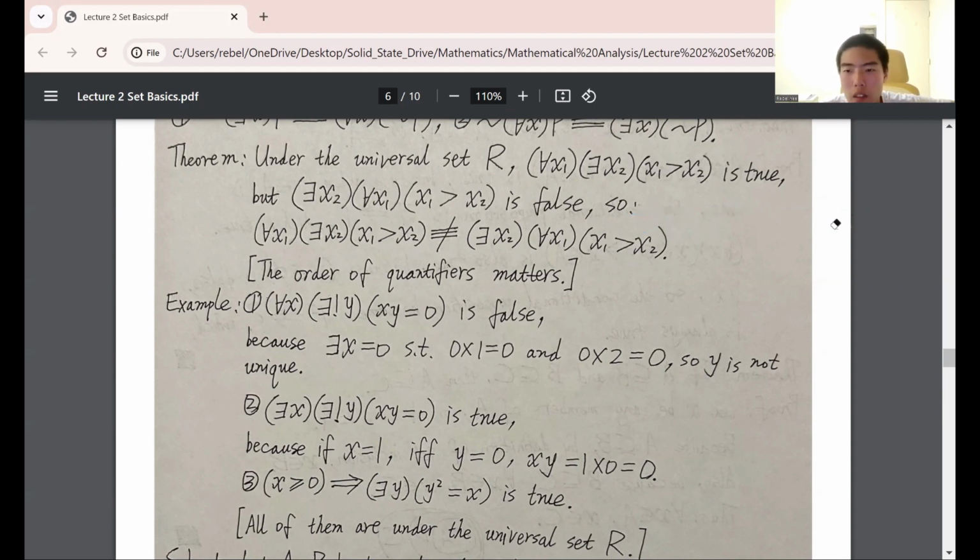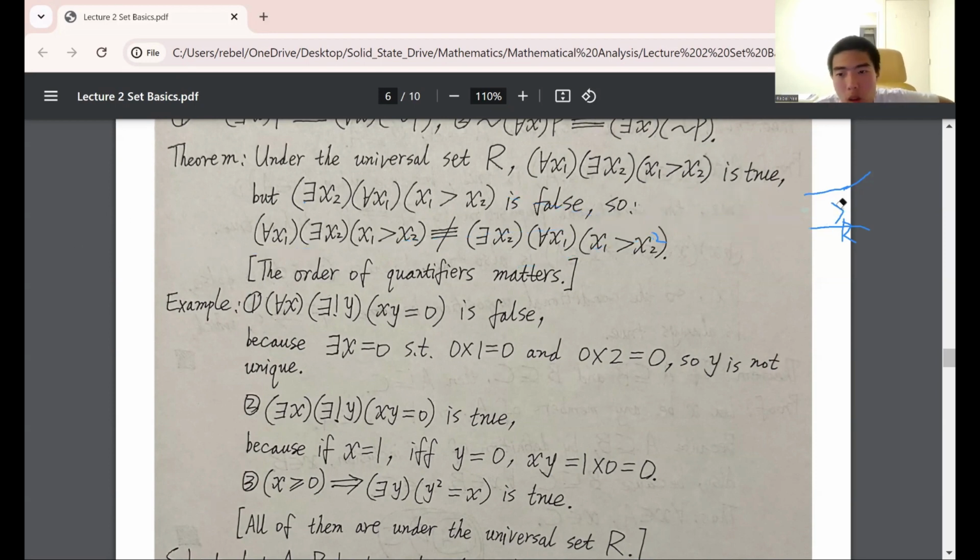But consider a different way. Consider here: there exists x2 such that for all x1, x1 is greater than x2. Is this true? Let's think about it. Same real line, and this is 0, and there exists an x2. For example, we pick x2 as small as possible such that for all x1, x1 is greater than x2. For this set, x1 is non-limited, so it goes open. In this portion x1 is greater than x2, but we can also extend this line infinitely long. And for that part, x1 is smaller than x2, so such an x2 doesn't exist, which is false.